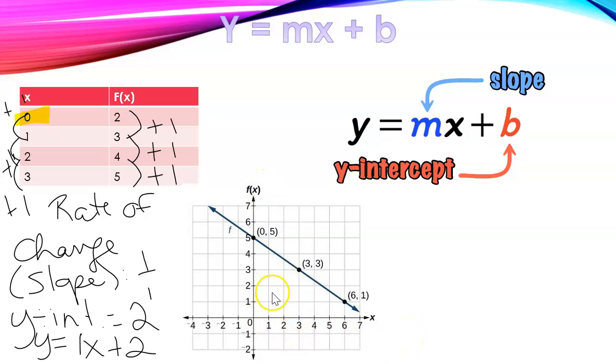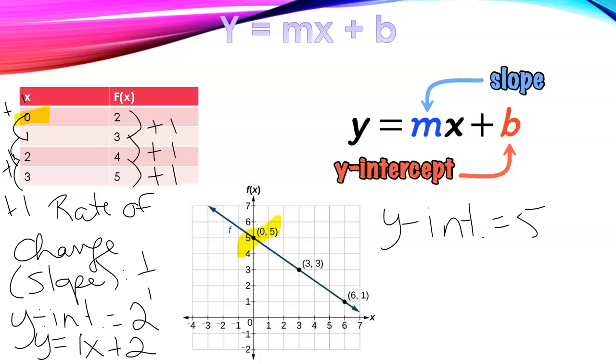The y-intercept is the point in which it crosses the y-axis and where x is 0. So my y-intercept is right here at 5. And then you've got to do rise over run. If the graph goes up to the right, your slope is going to be positive. If it goes down to the right, your slope is going to be negative.